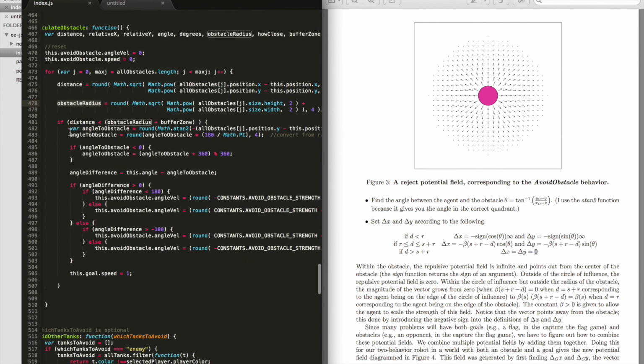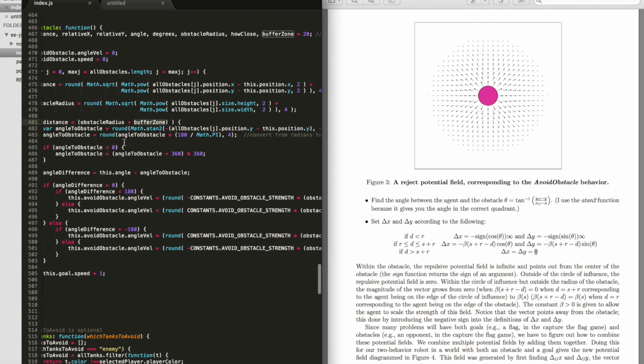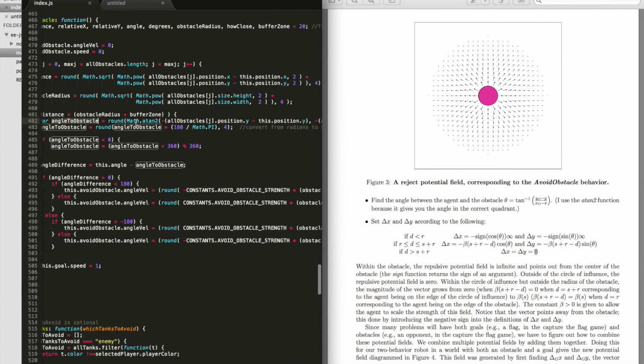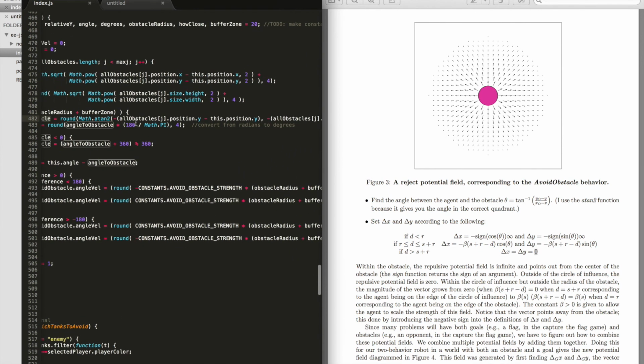And if the distance is less than the obstacle radius plus the buffer zone, that's your spread over here, I call it the buffer zone, so if we're within that area, we get the angle to the obstacle. And with these negatives here, it makes it so that it's in the right quadrant, and also so that the angle that we're calculating is going away from the obstacle, not toward it, like in figure 2.